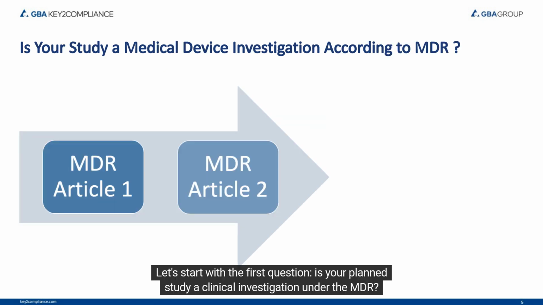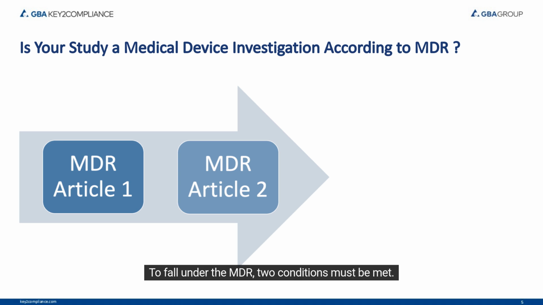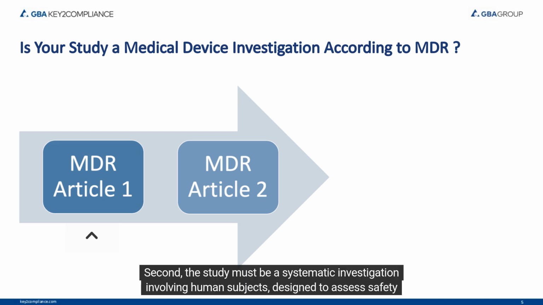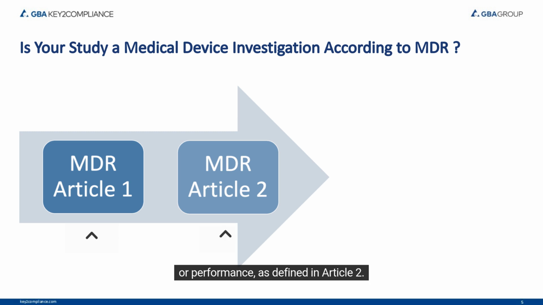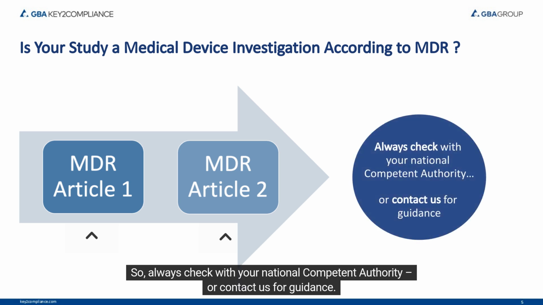Let's start with the first question. Is your planned study a clinical investigation under the MDR? To fall under the MDR, 2 conditions must be met. First, the product must meet the definition of a medical device described in Article 1 of the MDR. Second, the study must be a systematic investigation involving human subjects designed to assess safety or performance as defined in Article 2. If these criteria aren't met, you might still need some form of approval. So always check with your national competent authority or contact us for guidance.